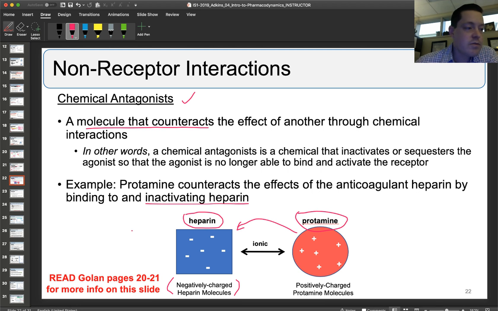Okay, that negative charge is crucial for its function, and basically protamine can deactivate that by interacting with it and sort of neutralizing or masking that negative charge.